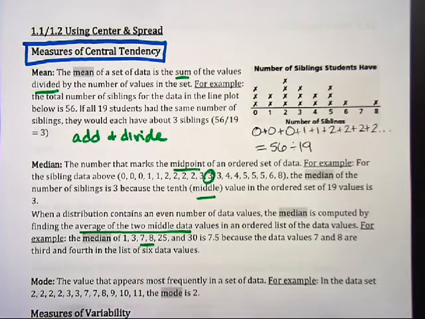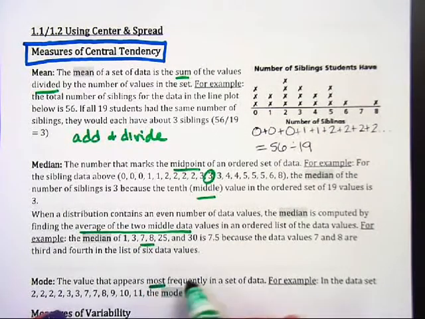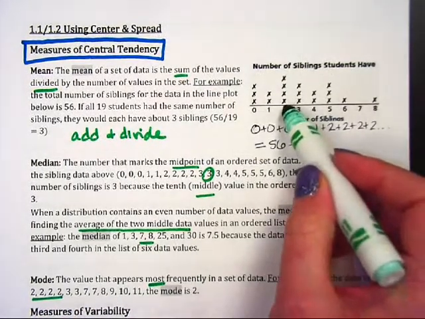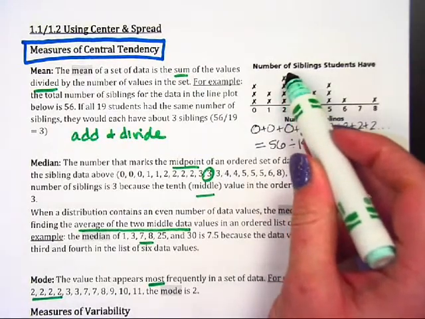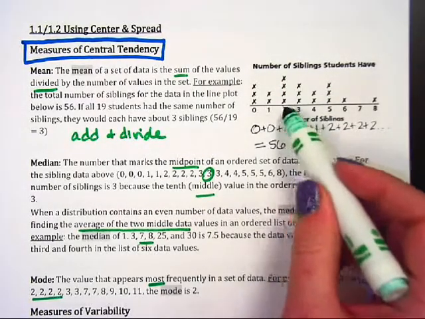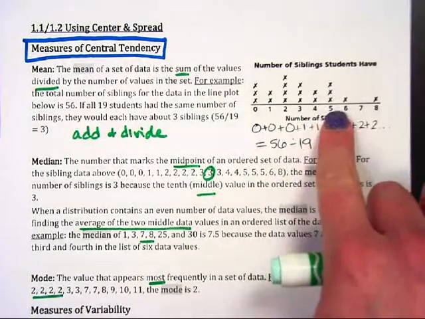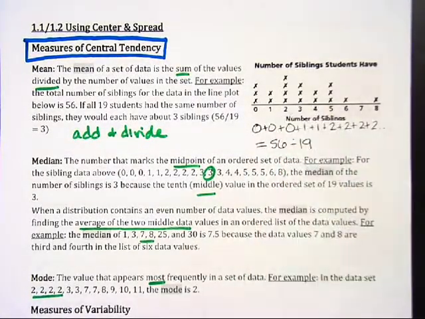The last one for my center is the mode, and that's the one that occurs the most often. So for example, when these were in order, the mode happened 4 times, and that was 2. Or if you have a line plot, you can see the one that has the highest number of X's, that's your mode, because the most people selected that number. So 3 people chose 3, 3 people chose 5, but the most was 4 people that chose the number 2.